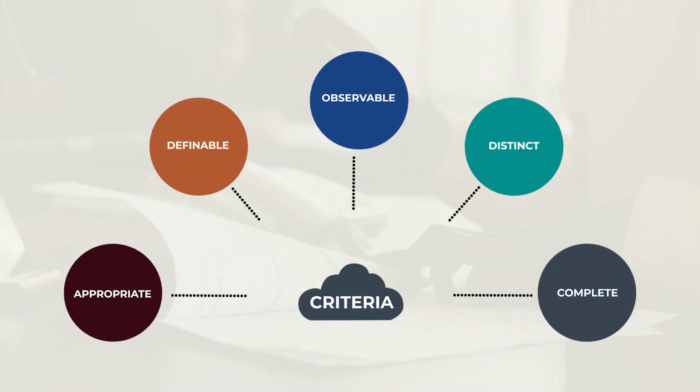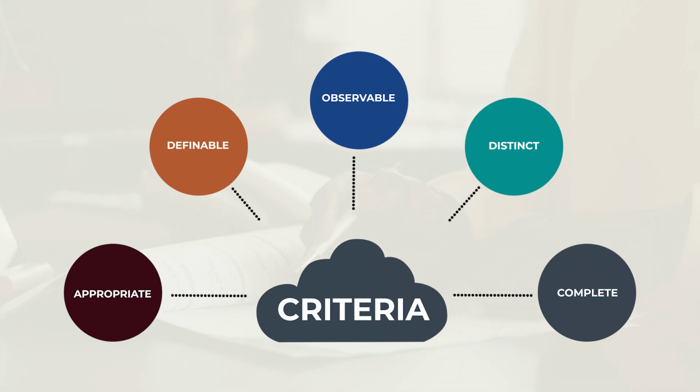Effective criteria should be appropriate, definable, observable, distinct, and complete, meaning that they should be relevant to the learning outcomes, clearly articulated, measurable through the assessment, separate from other criteria, and covering all necessary outcomes.